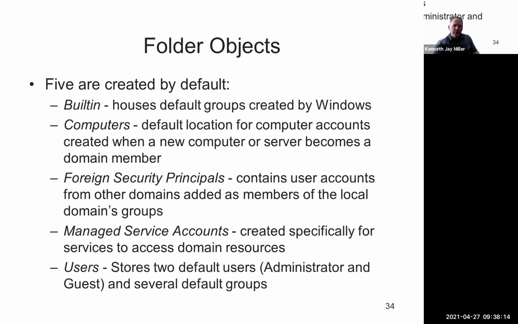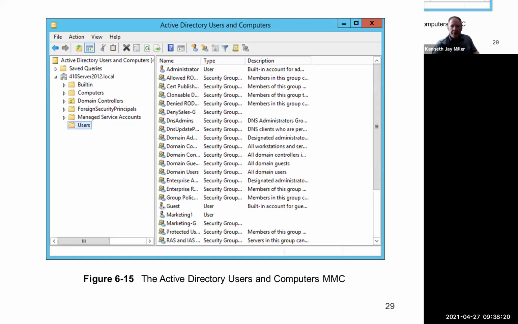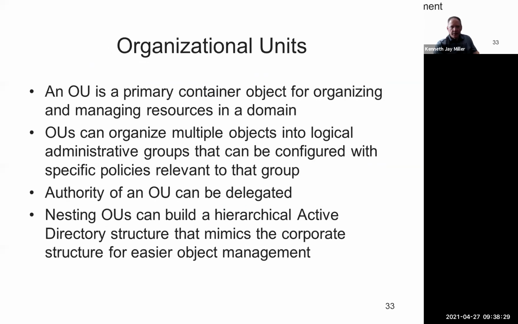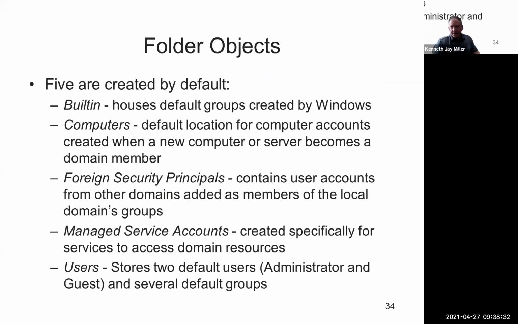All right. Now, folders, there are 5 default folders, right? And we saw this here with the built-in, the computers, the domain controllers, the foreign security principals, and then the users. So the built-in houses the default groups created by Windows. The computers are all the default computers when they attach to a domain. Okay, so as soon as we add a new computer to the domain, it will automatically, without us doing anything different, put it in the computers account.